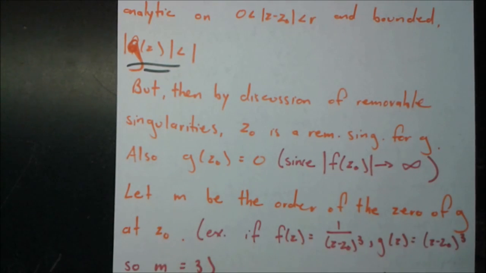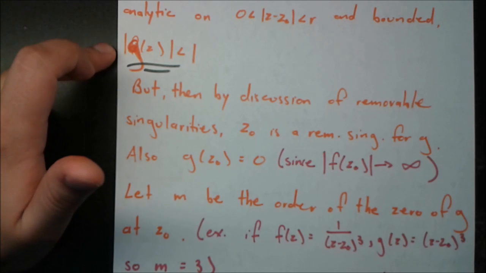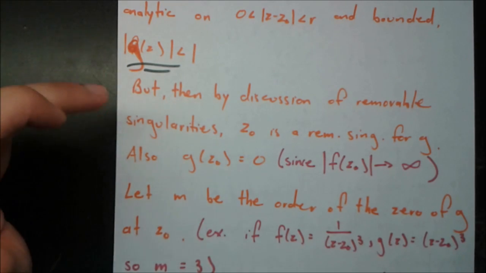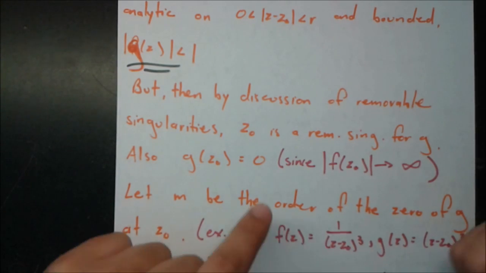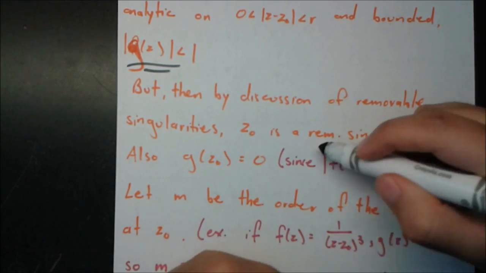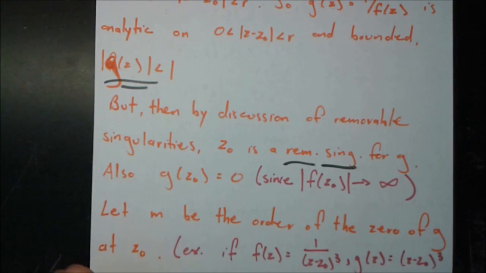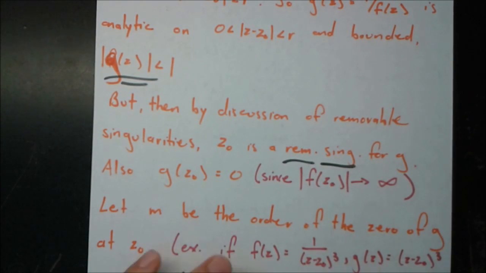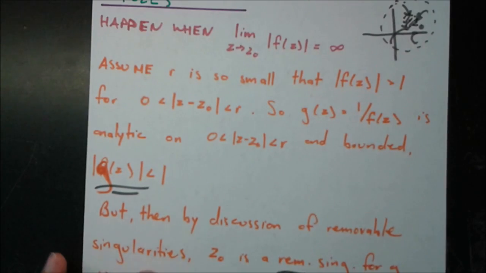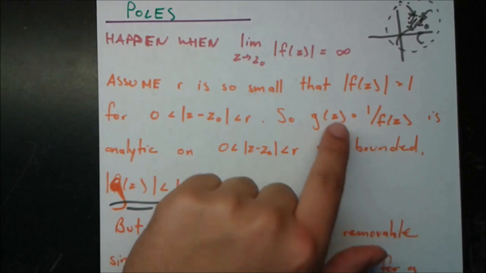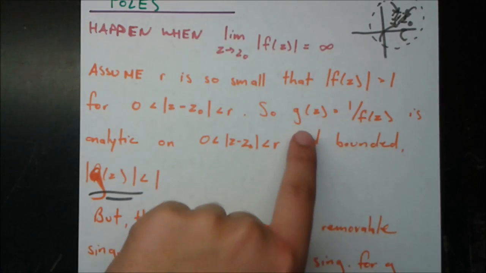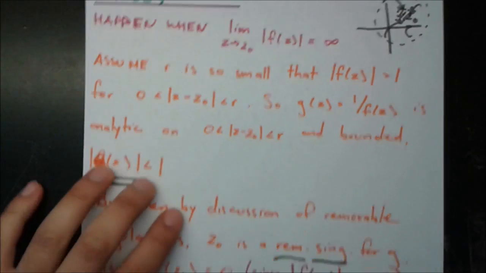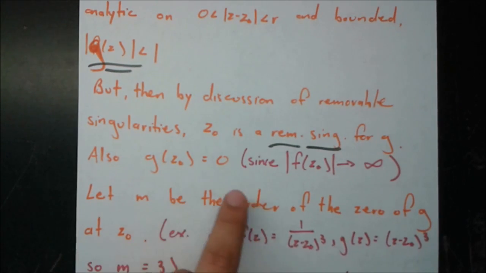We can go back to removable singularities, and since modulus g of z is bounded in this disk, we have a removable singularity for g of z, so not f of z yet. We're going to connect that in just a second. So that means z naught is a removable singularity for g. Also, g of z naught equals 0. And why is that? Well, what is f of z naught? We don't know what it is, but it's getting close to infinity. And since g is 1 over f of z, it's going to be something like 1 over infinity, which is getting close to 0. So we can define g of z naught as 0, since modulus f of z approaches infinity.